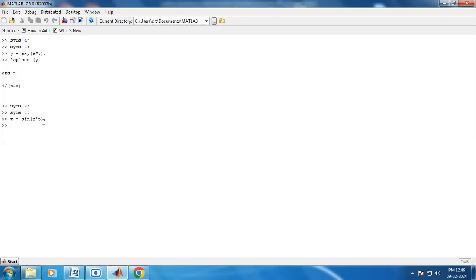and we have to take the Laplace of function y. As we know, the Laplace transform of sine omega t is omega divided by s square plus omega square. So our answer is omega divided by s square plus omega square. So we are moving to the next example.